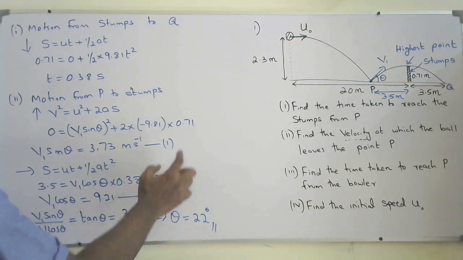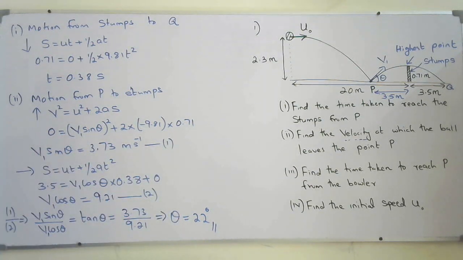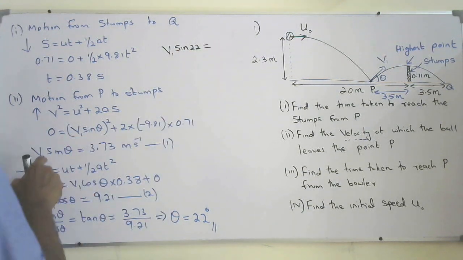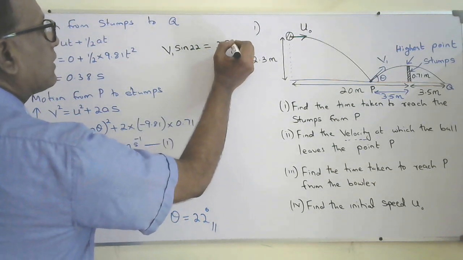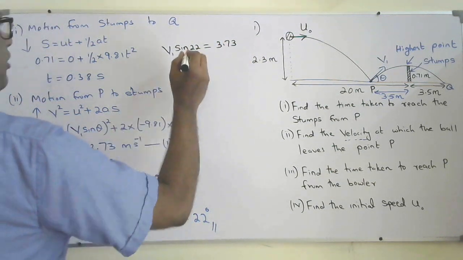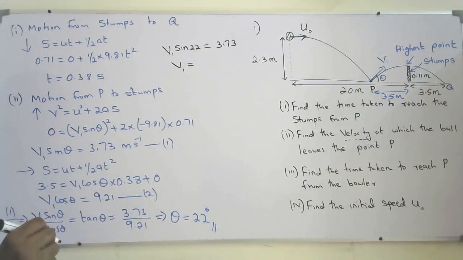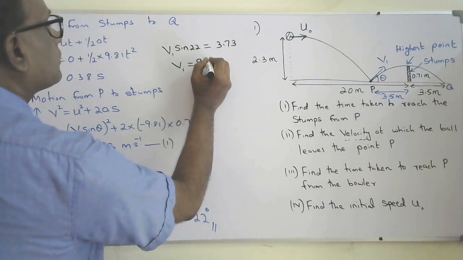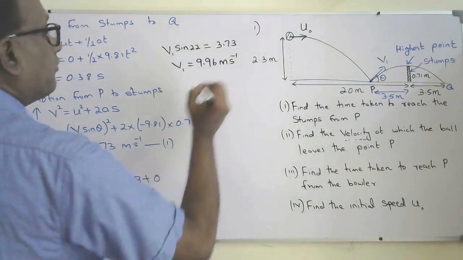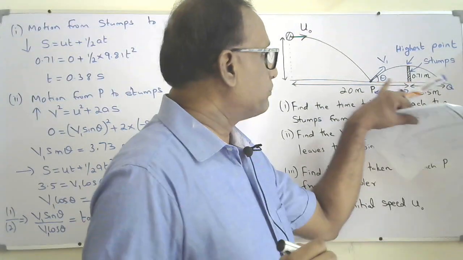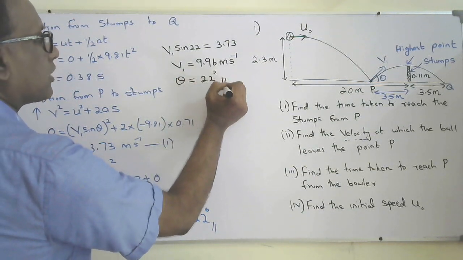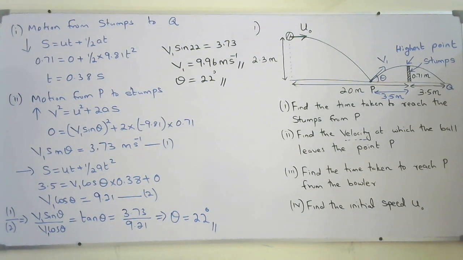Substitute this value of theta in one of these equations, and we can get V1. If I substitute this in the first equation, V1 sine 22 will be equal to 3.73. From that, find V1. That will be equal to 9.96 meters per second. So the velocity at which it bounced back is 9.96 meters per second at an angle of 22 degrees to the horizontal. That's the answer for the second part.